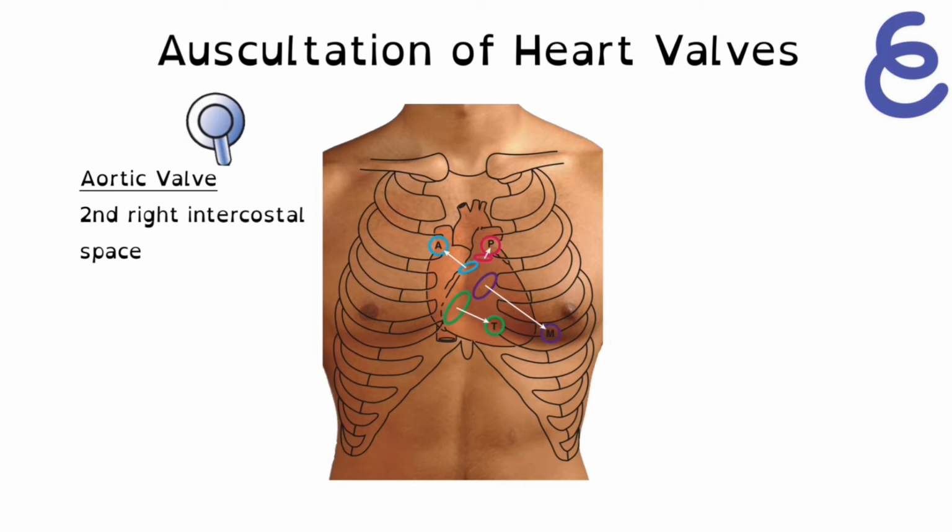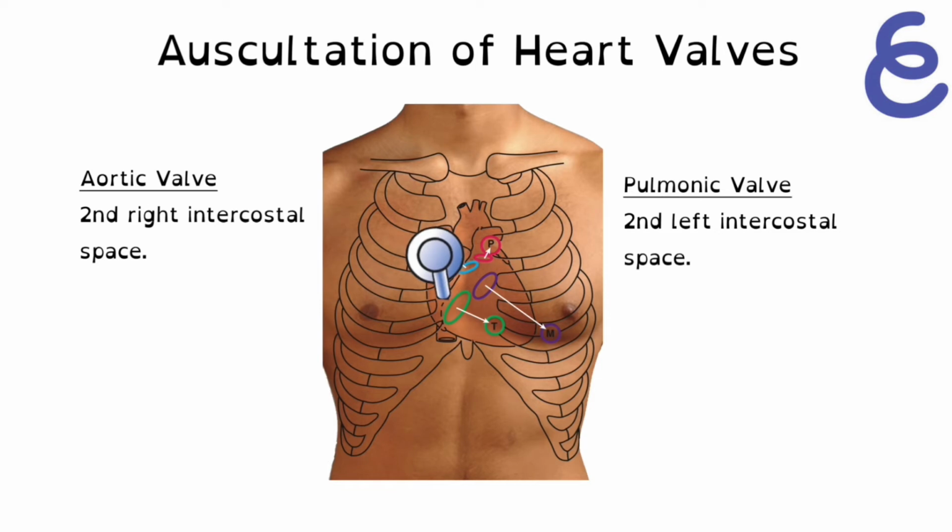When auscultating for the aortic valve, you want to go to the second right intercostal space. Auscultation of the pulmonic valve will be at the second left intercostal space.